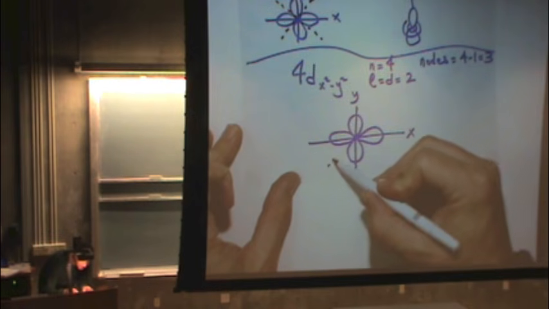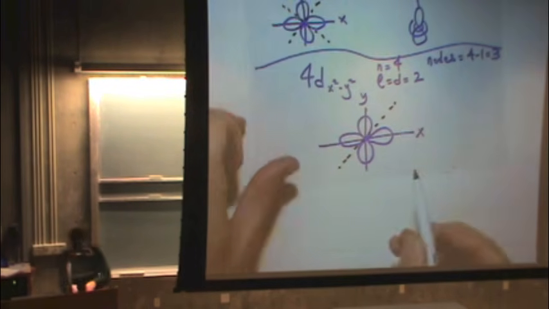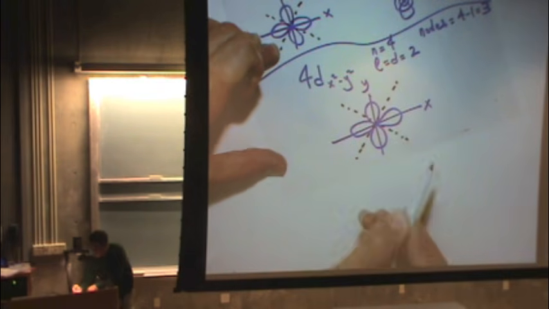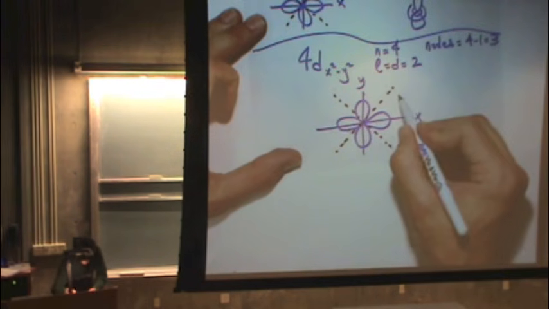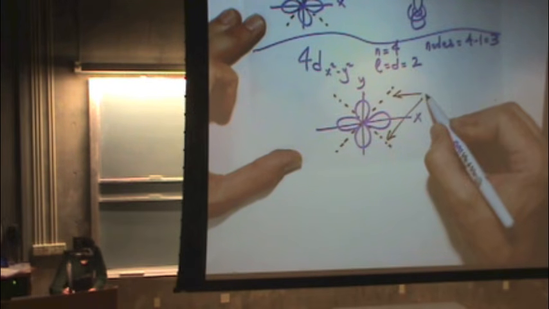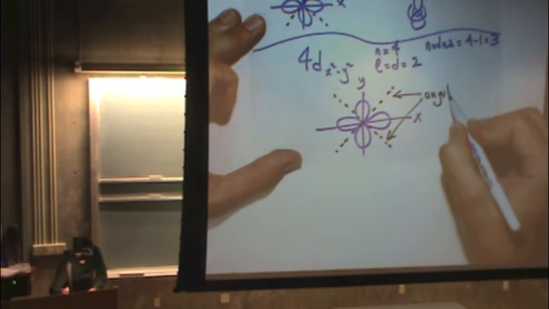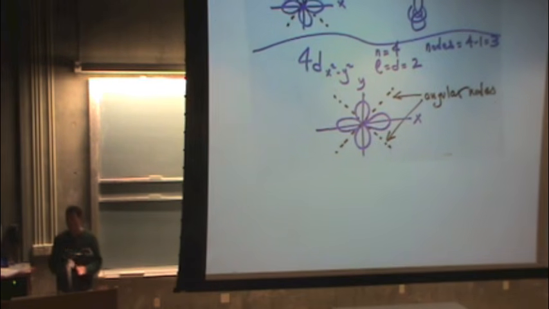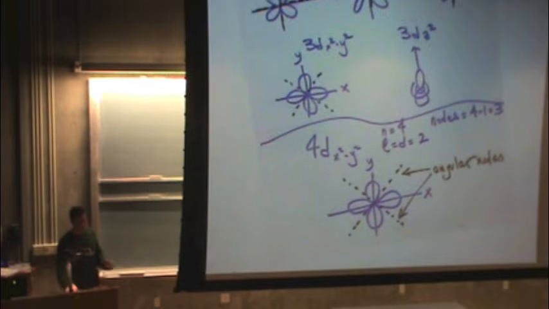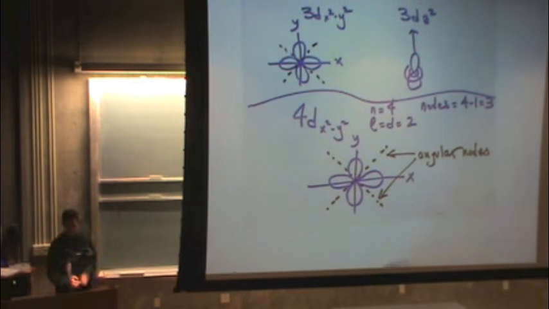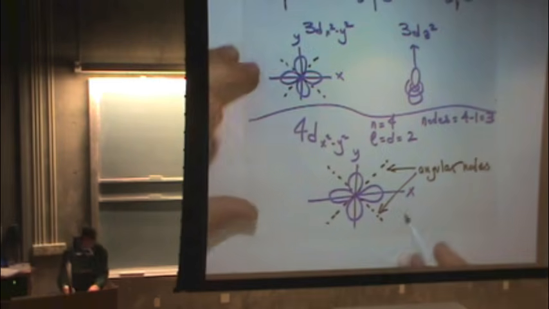They're the ones that bisect it in half on both planes. So these are actually planar nodes. And I can label these, this one and this one are called angular nodes. So there's 2 of the 3. It's born with 2 of the 3 always. Just like a p orbital is born with 1 node that's also angular. Where is the final node?